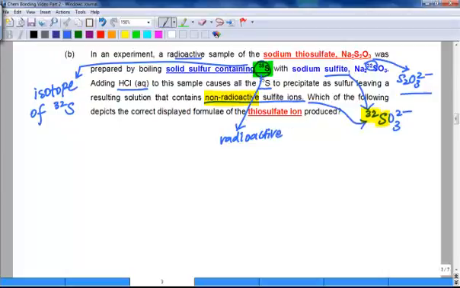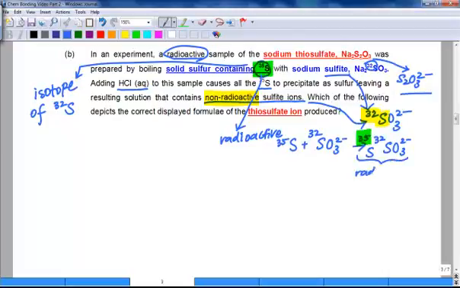That is how they actually make a sample that is radioactive, okay? Because your S35 plus your SO3 2- 32, you get S32 O3 2- with S35. So with the 35 here, of course, it will give us our radioactive thiosulfate. Okay, so the question asks, which of the following depicts the correct displayed formula of the thiosulfate produced?